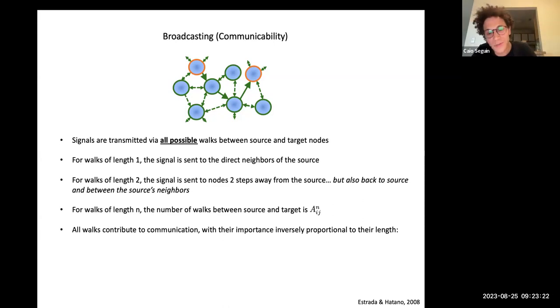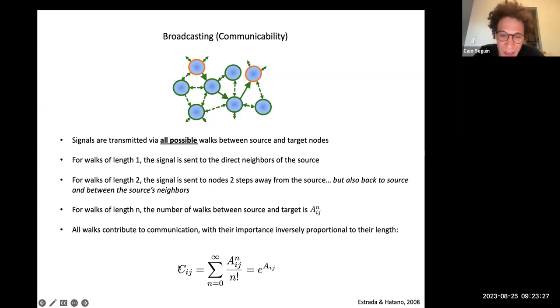So if all walks contribute to communication, we can derive this formula that gets the communicability between two nodes. So essentially what you're doing is you're saying, yes, all walks contribute to communication, but walks that are really long become downplayed. So the importance of a walk is inversely proportional to its length. So here, the down weight is n factorial. And this is a geometric series, and it converges to the exponential of the adjacency matrix. So this is a measure called communicability.